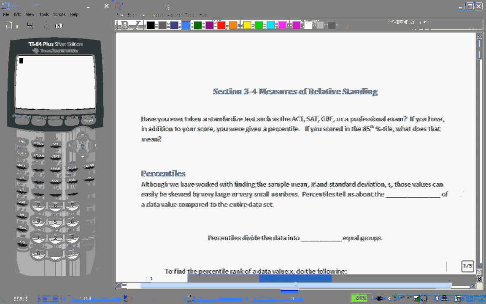So let's take a look at example 1. The birth weight of 15 of the most recent newborn babies at New Hope Hospital are given below in pounds. Find the percentile of a newborn baby that weighed 7.5 pounds at birth. Now, before we can decide how many values are less than 7.5, we'll want to get our data values in order. So it looks like 5.4 is the smallest, a little baby.